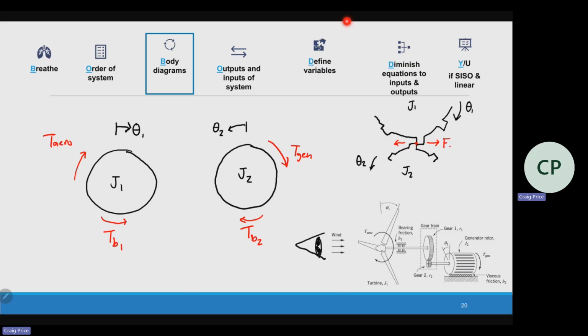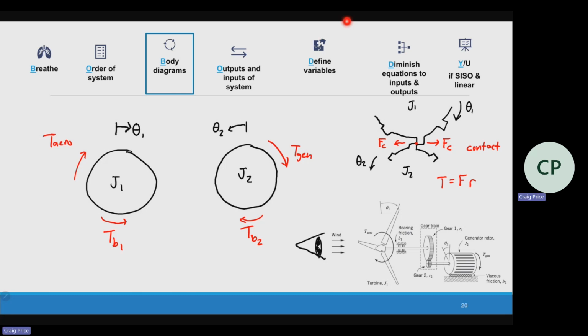I'm going to call it contact force. That's where the teeth contact each other. So both of these are going to give me torques. They're not going to be equal torques because we know that torque is equal to force times distance. In this case, it would be radius. And the gears have different radii. So the one with the larger radius is going to have more torque. Okay?